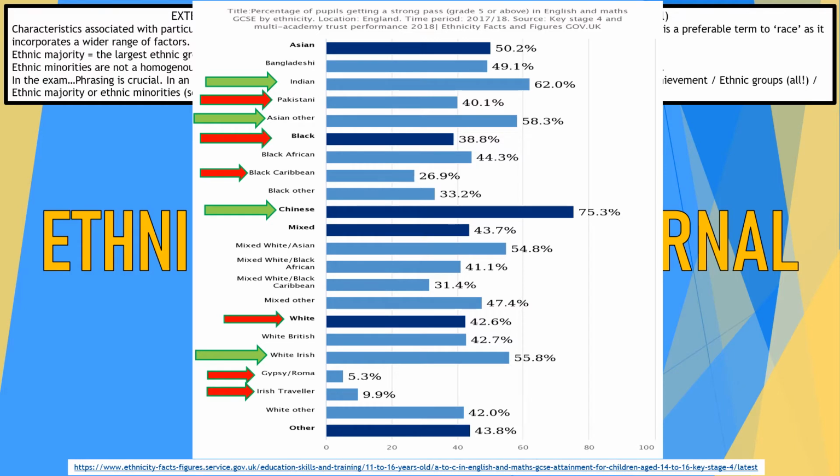Underachievers or lower end of achievers, we've got Pakistani, Black Caribbean. We have white groups, which are quite low. And then we've got Gypsy, Roma and the Irish traveller communities. These are the lower end of achievement. So when talking about ethnicity, it's just being conscious of what the statistics and what the facts show.